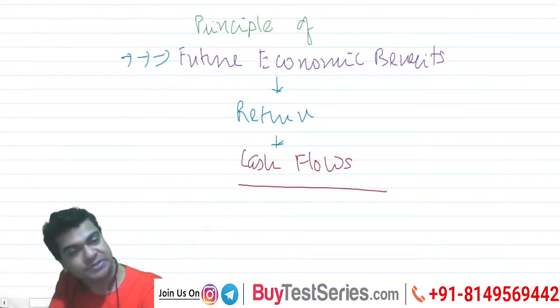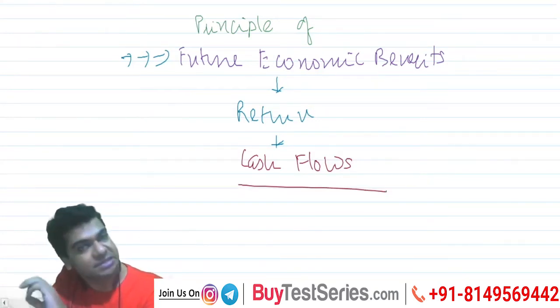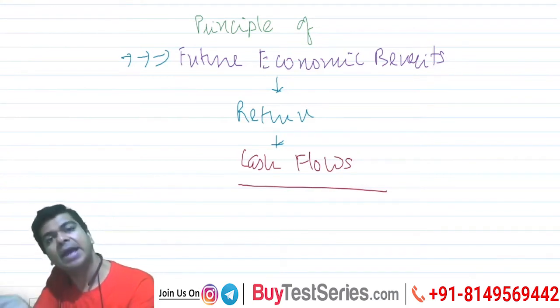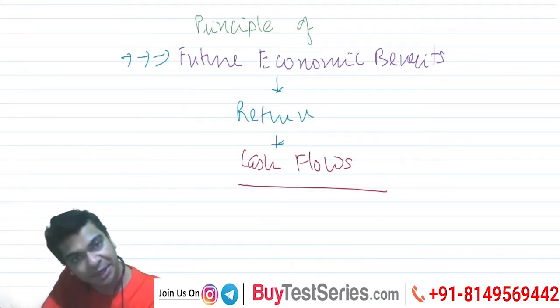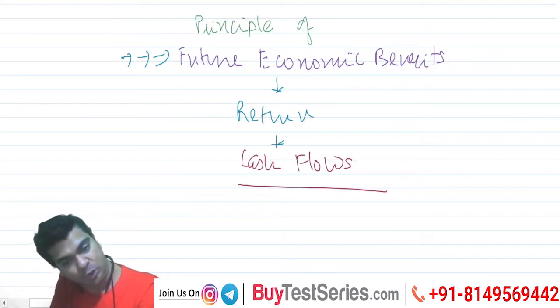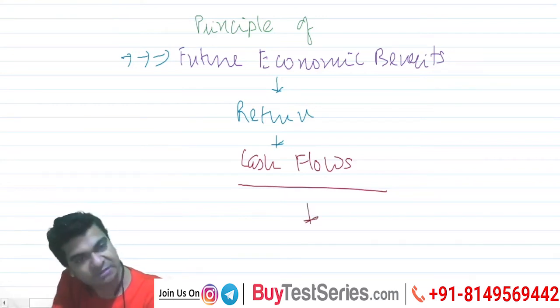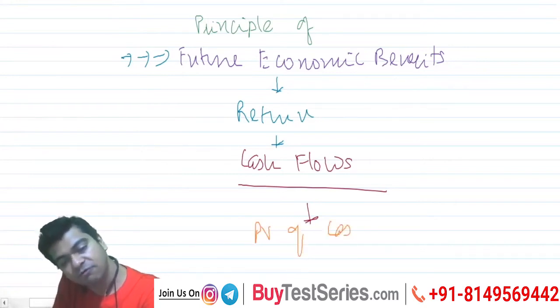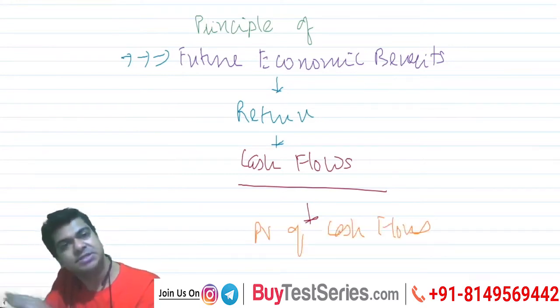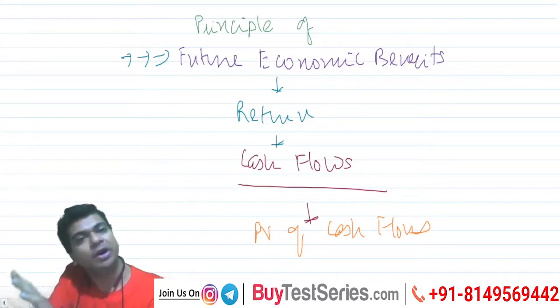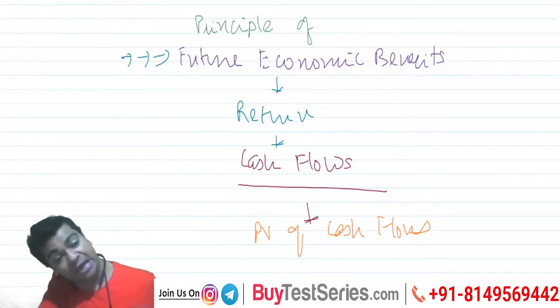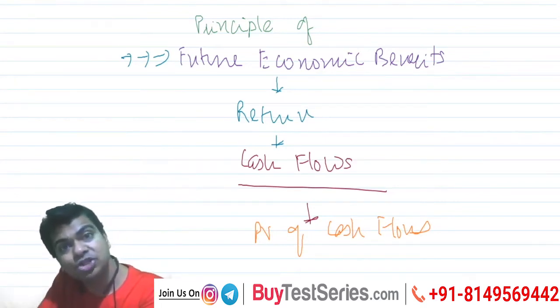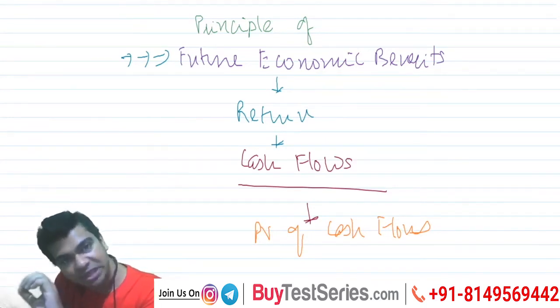So the principle of future economic benefits suggests that if you are buying a business, you are going to get in return the cash flow. So you know what is the value? Value is the present value of cash flows. That's it. If you are asking what is the value of a business, the value of a business is the present value of all future cash flows that are going to be generated.